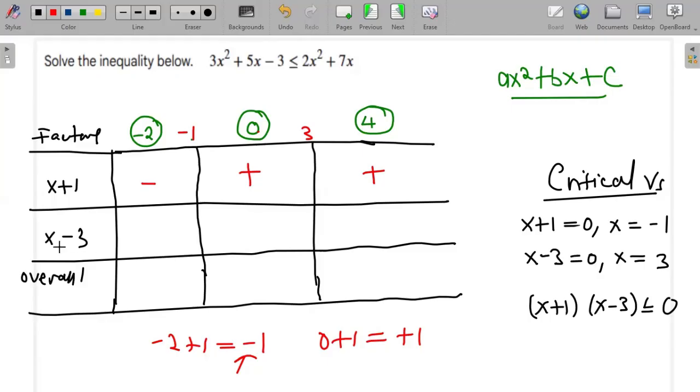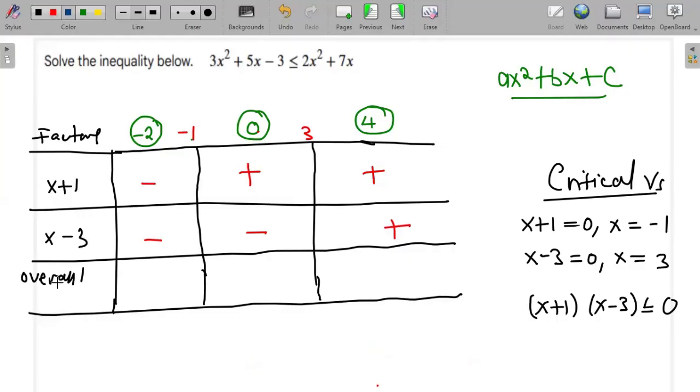Then now we go to the second factor. If I get -2, I put it here. That will be -2 minus 3, which is equal to -5. So that will be negative. If I put 0 there, it will be 0 minus 3, which is equal to -3, and this is negative. If I put 4 there, it will be 4 minus 3, which is equal to 1, and 1 is positive. So I'll put positive there. Okay, so now I'm done with my two factors.